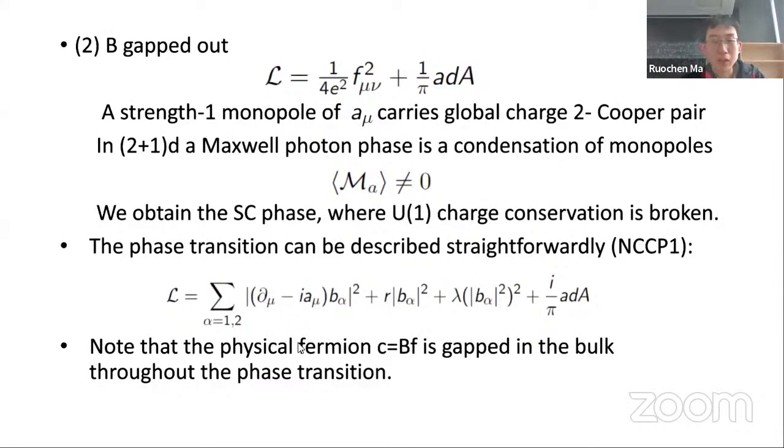And moreover, note that here, the physical electron, a physical fermion, is always gapped throughout the phase diagram, even at the phase transition. And the easiest way to see this is that here, the physical electron is a product of two sectors, B and F. And here the F fermion is always gapped with an exponentially decaying correlation function. So the fermion is actually gapped even at the phase transition where the bulk spectrum is gapless.